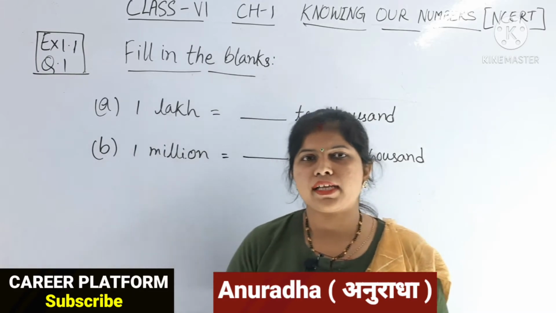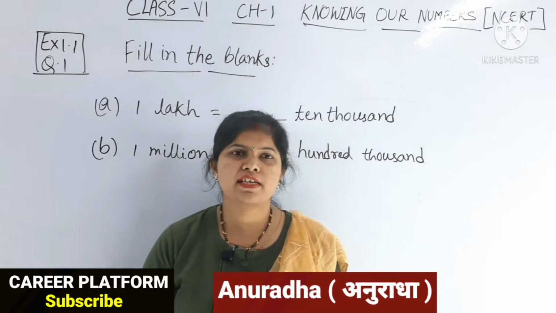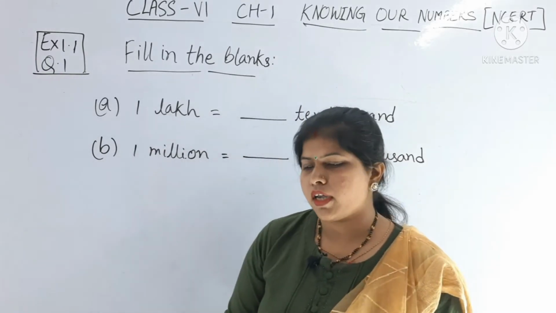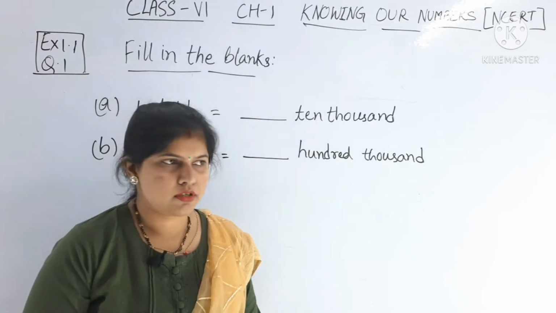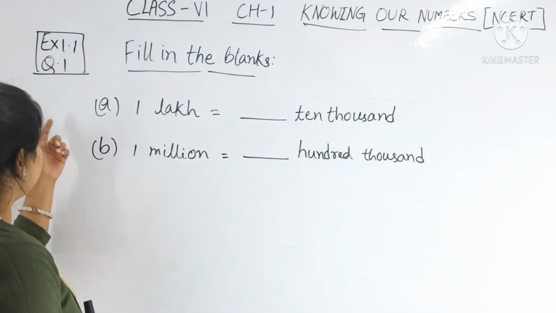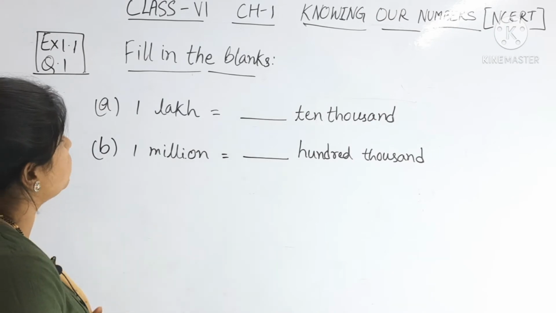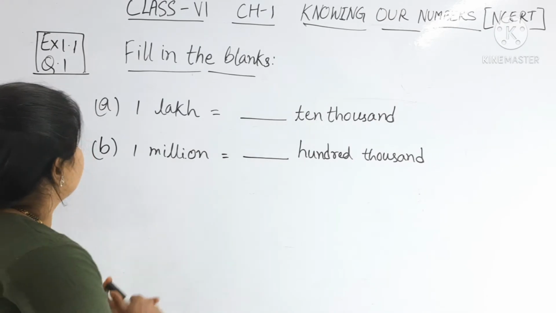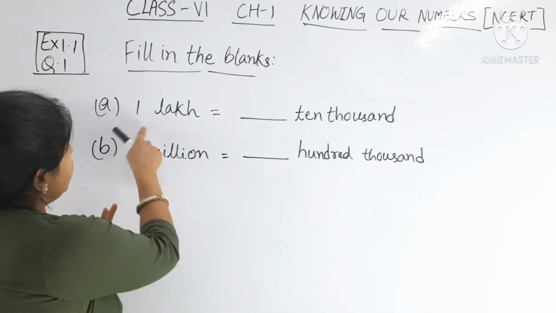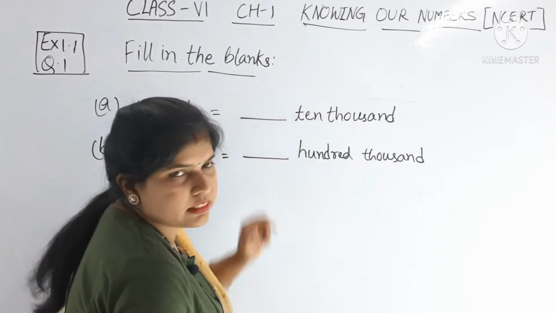Now let's move to the exercise 1.1. This video is based on the exercise 1.1 of class 6, that is Knowing Our Numbers. So what is our question number 1? Question number 1 is fill in the blanks. Part A is 1 lakh is equal to dash 10,000.